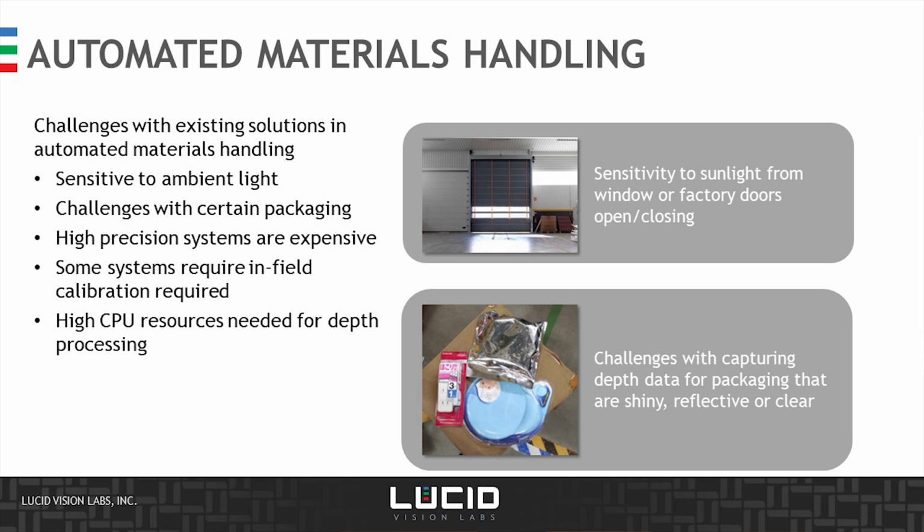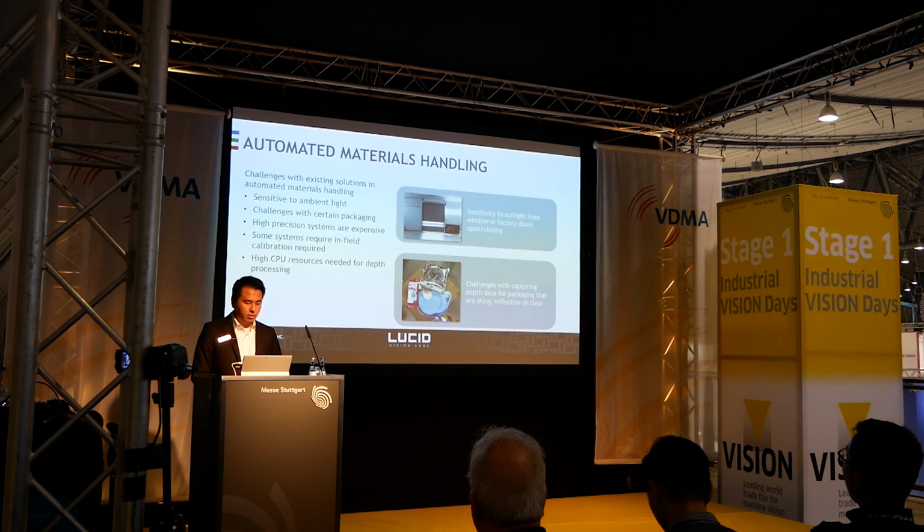There's also a lot of different packaging that products are being packaged with. There are shinier materials or clear materials, or ones that reflect light a lot. So that again causes problems with the 3D data that they capture. Some systems require in-field calibration. For example, when the light source heats up, the pattern that is projected could slightly shift, and that could affect the 3D data that you're calculating.